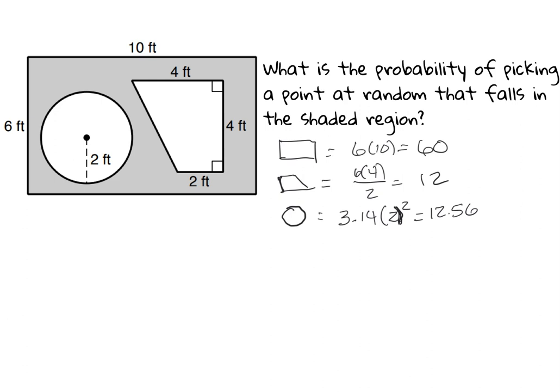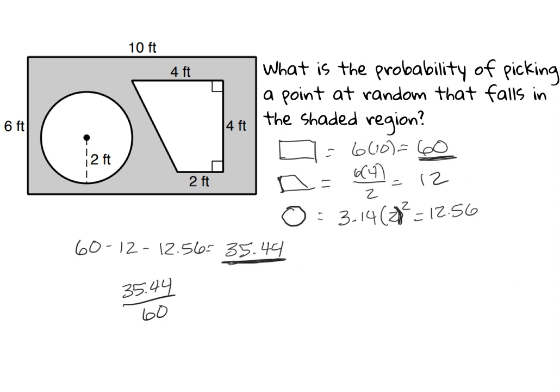Now I'm going to subtract off those two numbers from our original, which is 60, to get my total shaded area, which is 35.44. So this is my desired outcome. Here's my total outcome. So we do 35.44 divided by 60, which is 0.5906, and then the 6 is repeating.